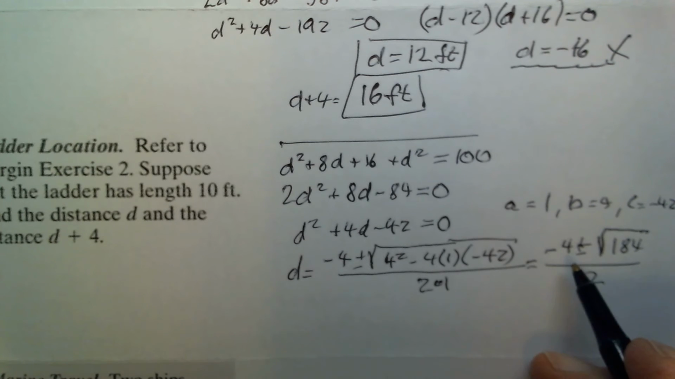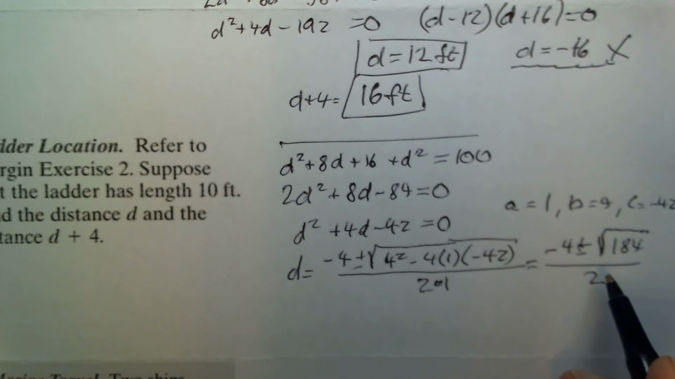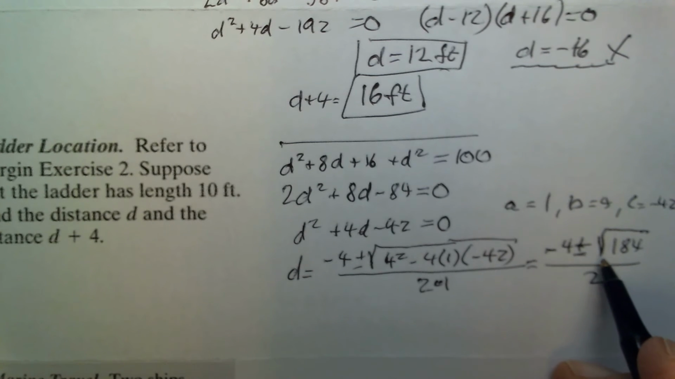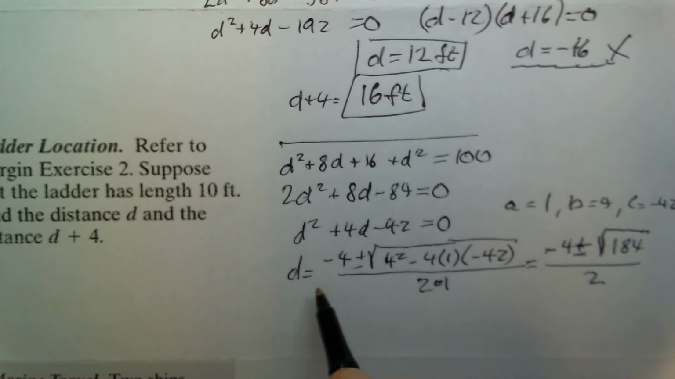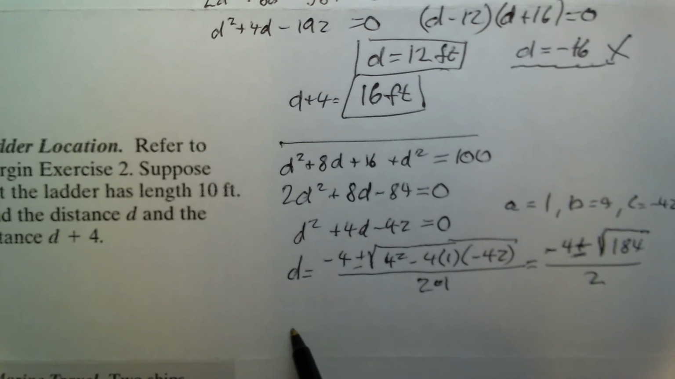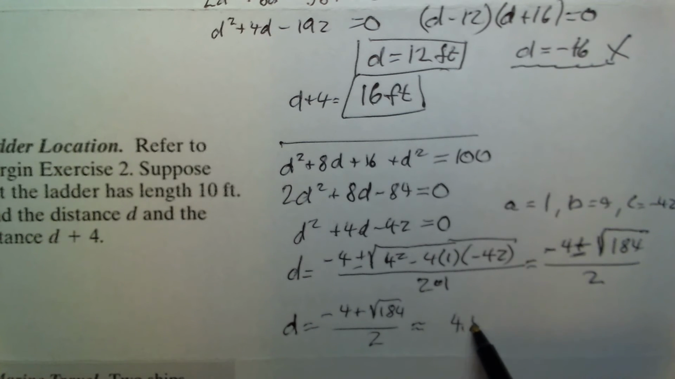So when we evaluate the square root, let's think about the solutions. Minus 4 minus the square root would give us a negative number, and since we are thinking about distance here, that doesn't work. But we can have d equals minus 4 plus the square root of 184 divided by 2, and that's approximately equal to 4.8 feet.